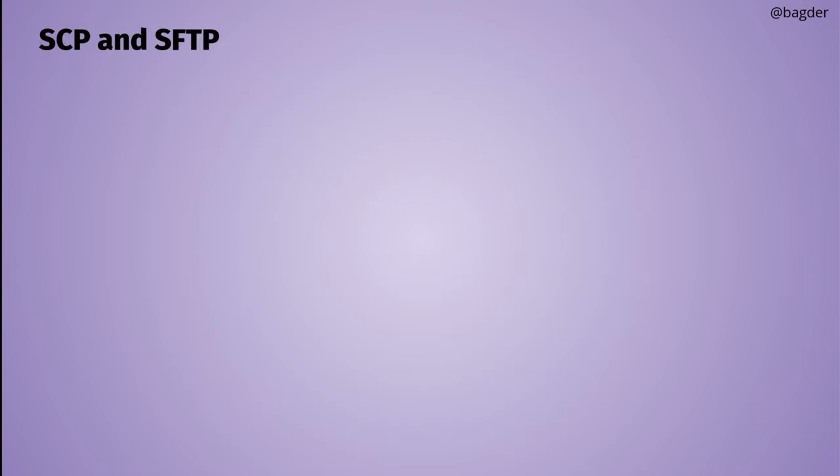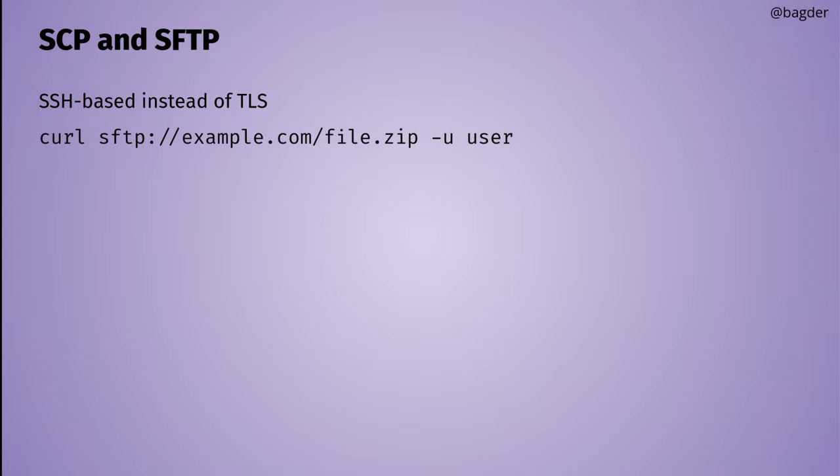You can do curl to a lot of protocols, of course. I just want to highlight a few of them. A little bit particular, because SCP and SFTP are a little bit different than many other protocols. They're not based on TLS. They're based on SSH, which makes them a little bit different, because they don't use the CA system, for example. So anyway, you use it just like any other URL, and in this case, you're telling curl which username it should use.